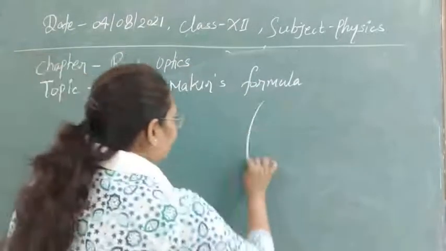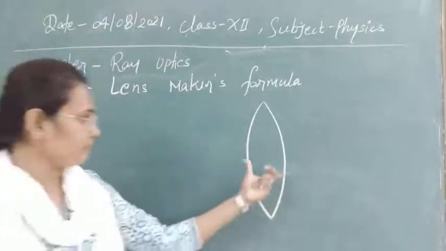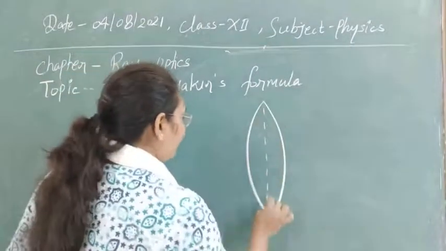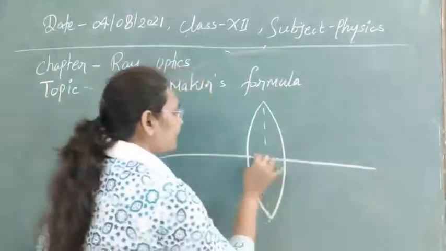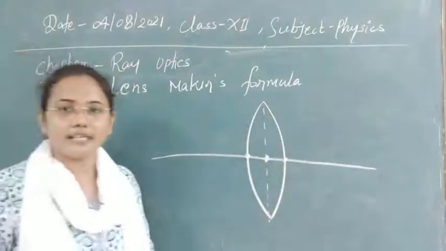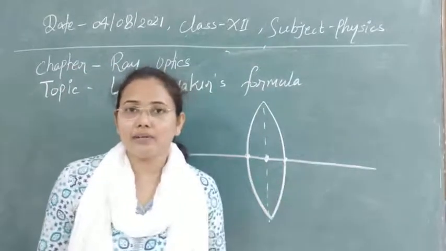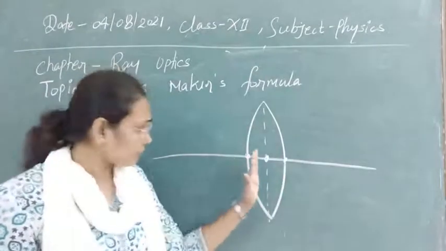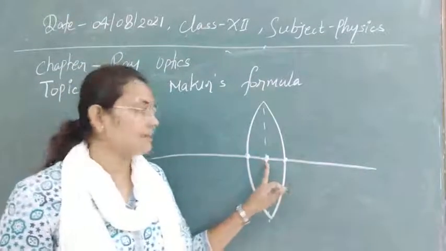Suppose we have the convex lens, and in this convex lens I have made it thick just to make you understand. If we take the aperture small, then this is the pole of the lens, the line passing through it is the principal axis, and these two points on the spherical surfaces of the lens are called optical centers. So the assumption we make is that all the distances measured from these optical centers will be equal to the distance measured from these poles.